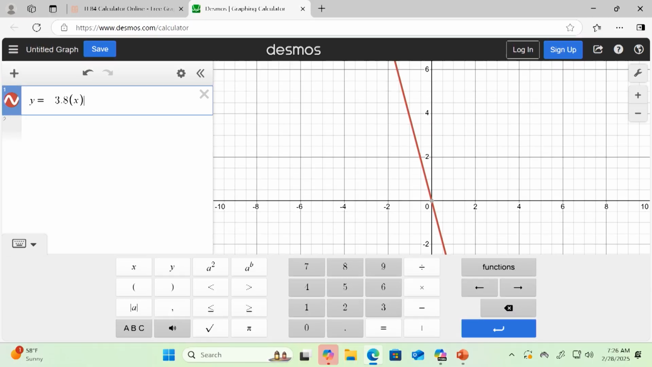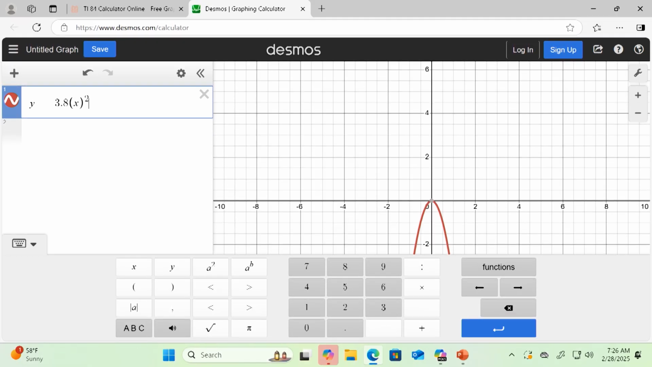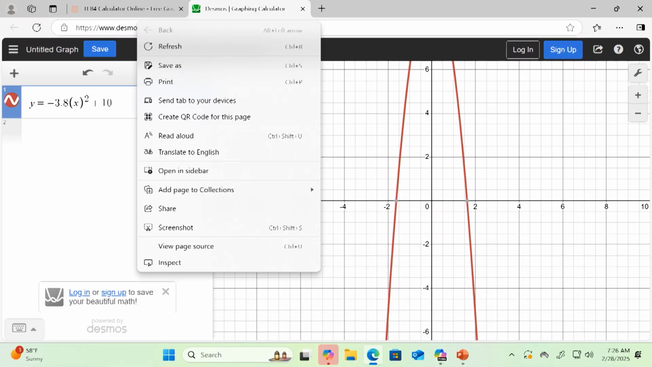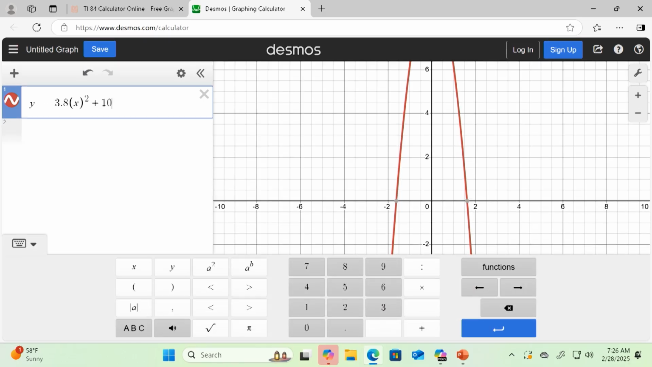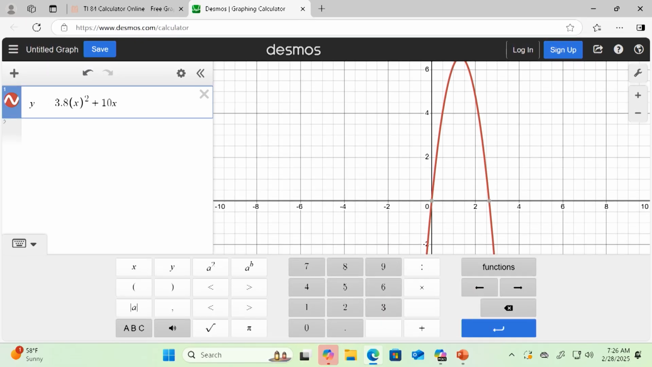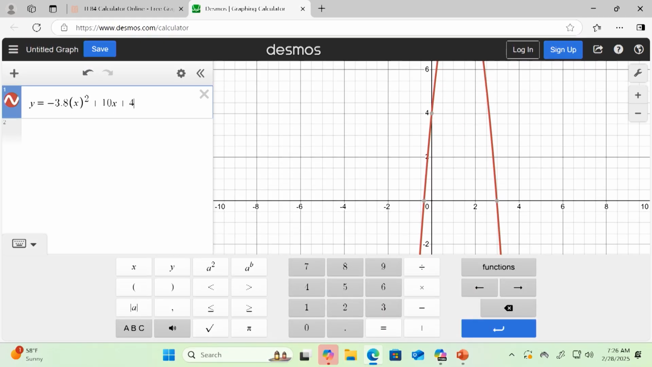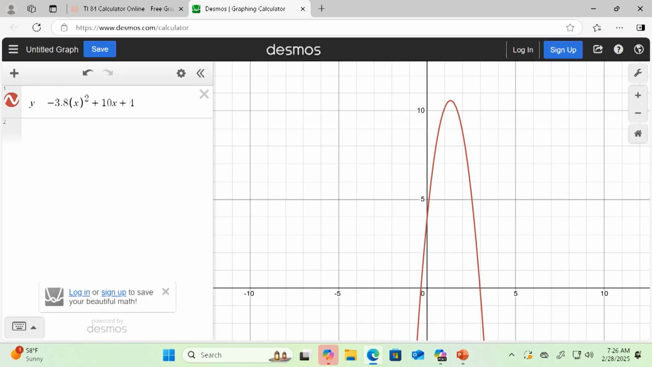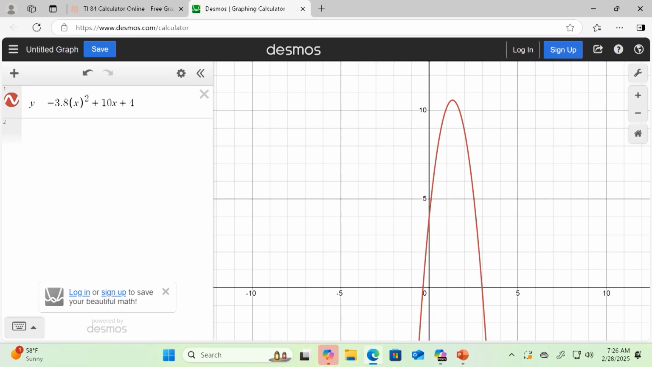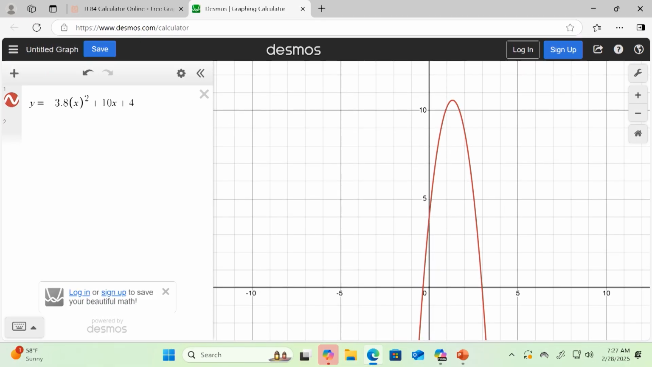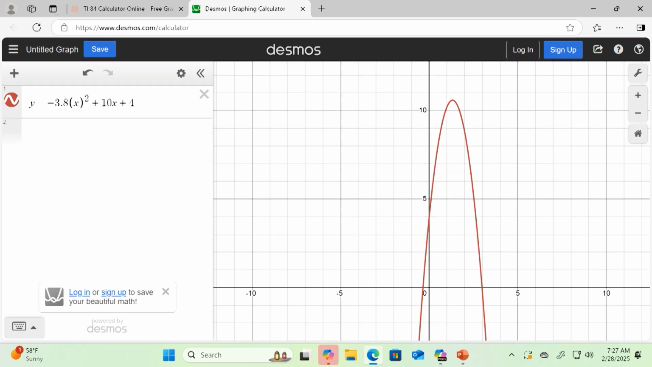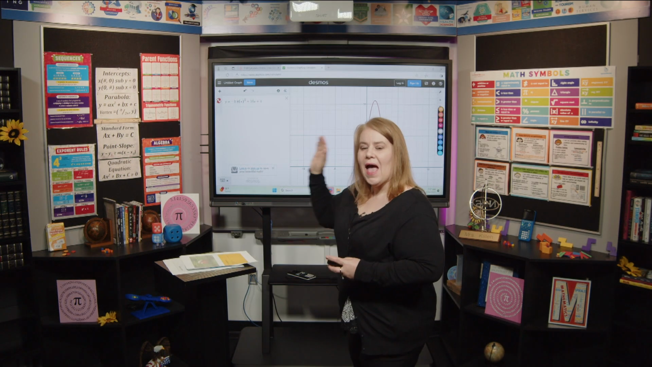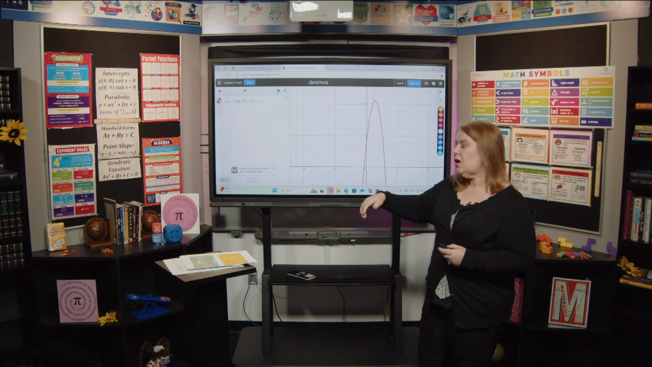All right. There we go. X squared, and then I'm going to have plus 10x. And then I'm going to add 4 to it. So I'm going to look right here and see when I put my equation in what it looks like. It's graphed as a parabola, okay?